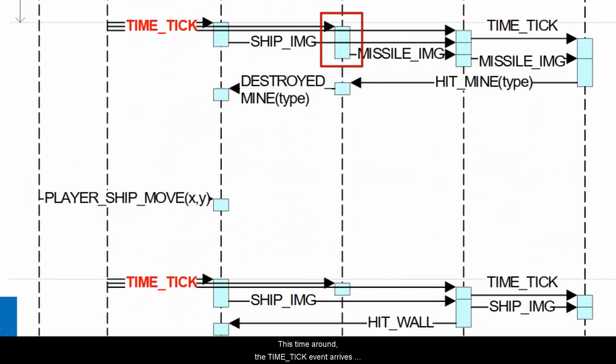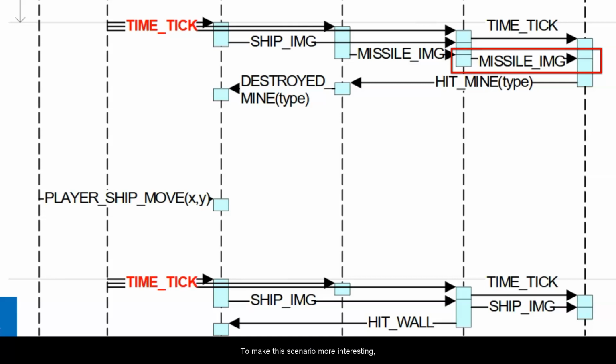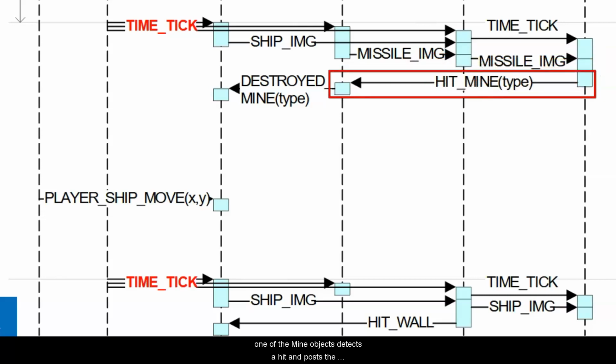This time around, the time tick event arrives while the missile is in flight. Missile posts the missile image event to the tunnel. Tunnel renders the missile bitmap in the frame buffer and dispatches the missile image event to all the mines to let the mines test for the collisions with the missile. This determination depends on the type of the mine. To make this scenario more interesting, one of the mine objects detects a hit and posts the hit mine event to the missile. The mine provides the score earned for destroying this particular mine as the parameter of this event.